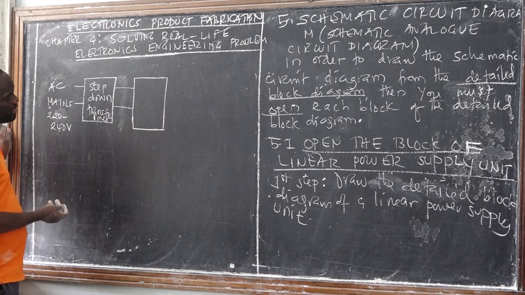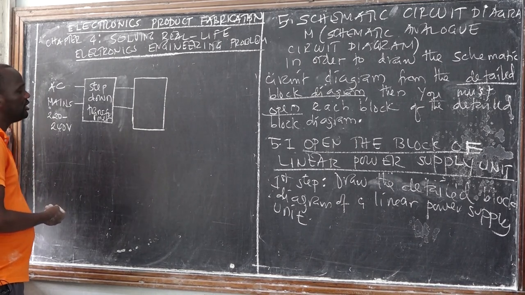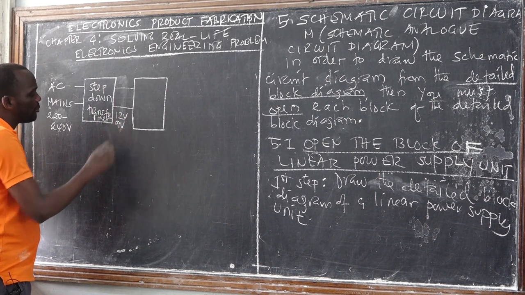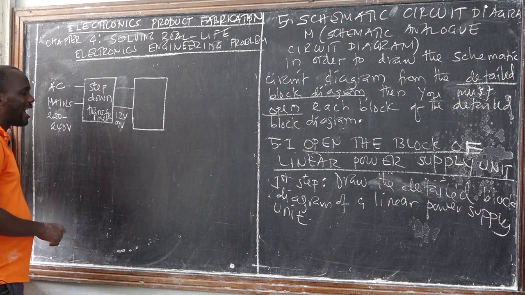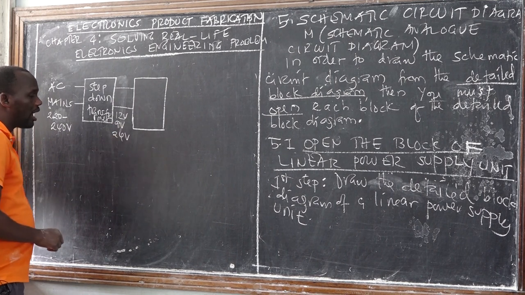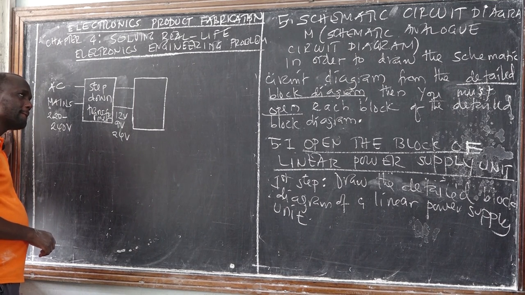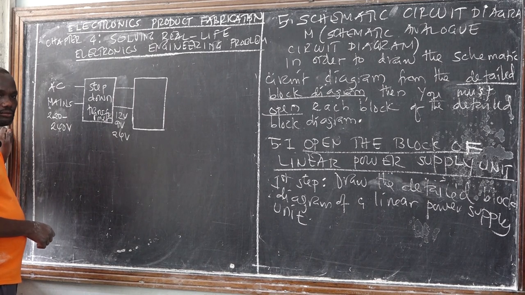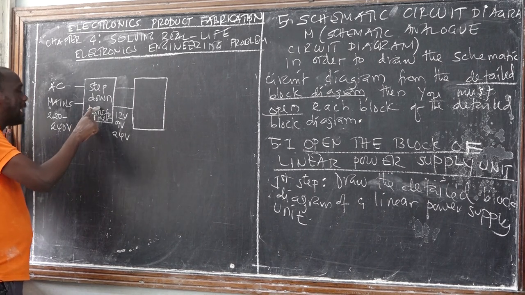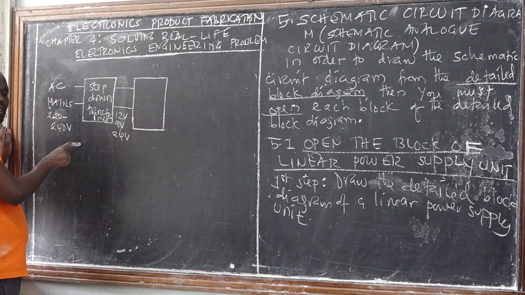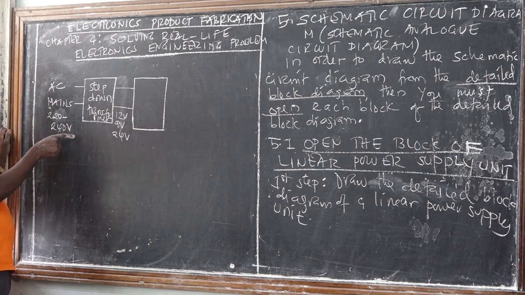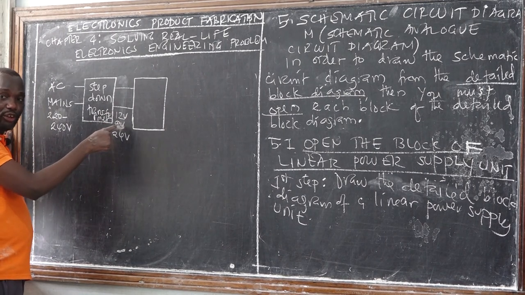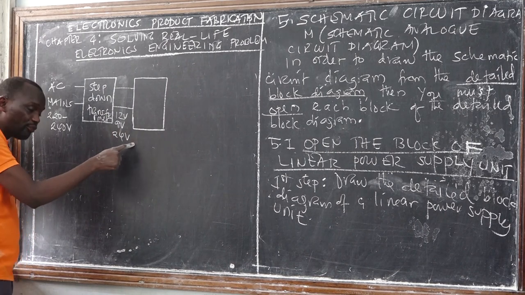The standard step down transformers in electronics that we have are a 12 volt step down transformer, a 9 volt step down transformer, then we have a 24 volt step down transformer. These are the common step down transformers. This step down transformer can step down 220 volts or 240 volts to either 12 volt AC, 9 volt AC, or 24 volt AC.